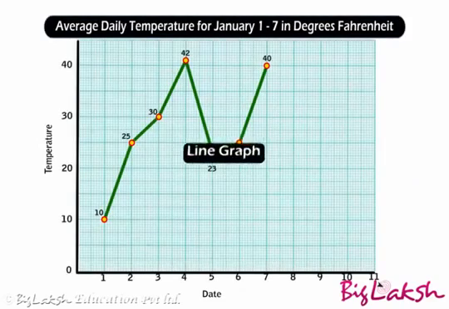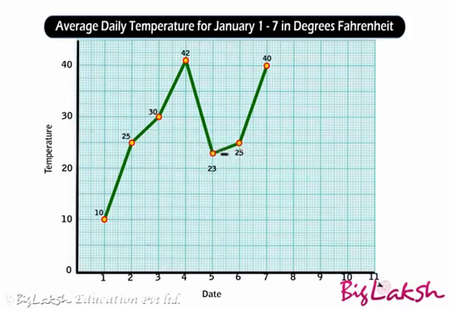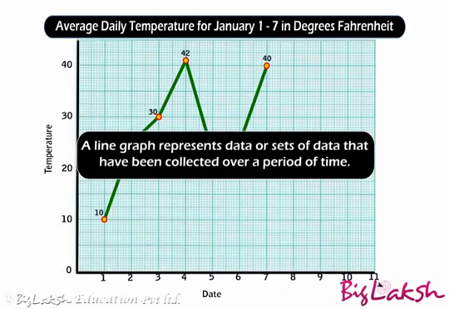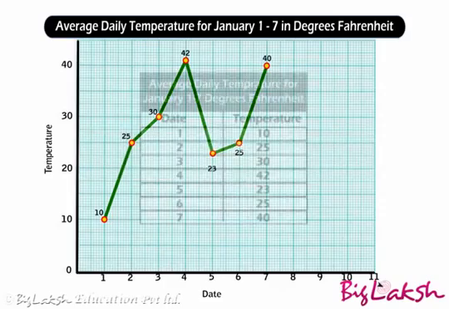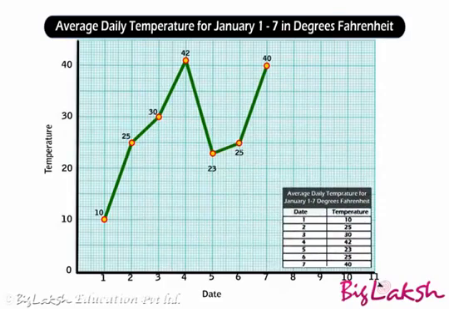Now, let us come to line graph. A line graph represents data or sets of data that have been collected over a period of time. Line graphs compare two variables. Each variable is plotted along an axis. A line graph has a vertical axis and a horizontal axis.